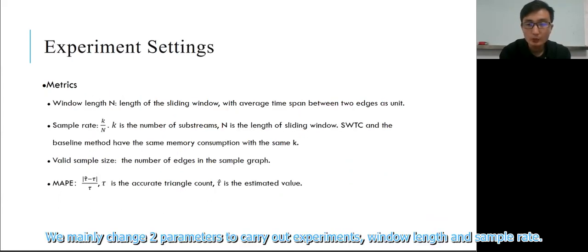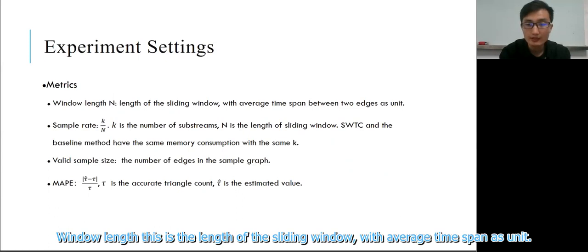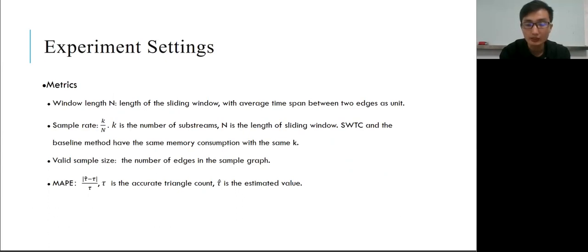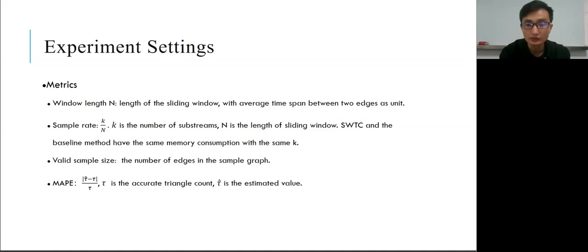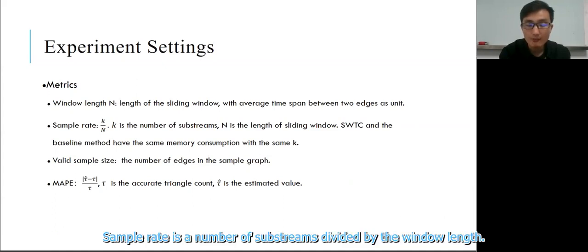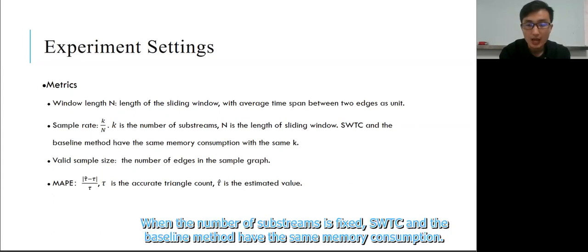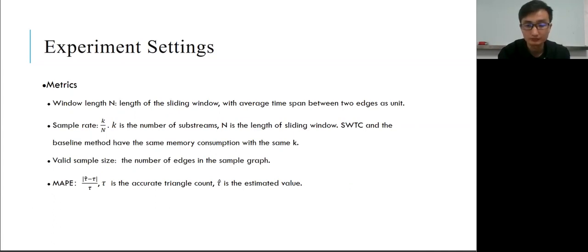We mainly change two parameters to carry out experiments: window length and sample rate. Window length is the length of the sliding window, with average time span as units. Average time span is the total time span of the dataset, divided by the number of edges. Sample rate is the number of substreams divided by the window length. When the number of substreams are fixed, SWTC and the baseline method has the same memory consumption.